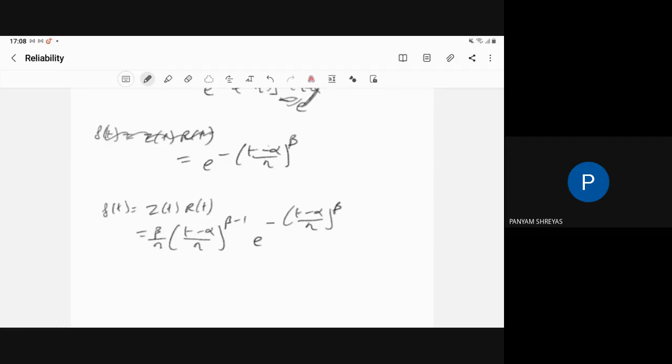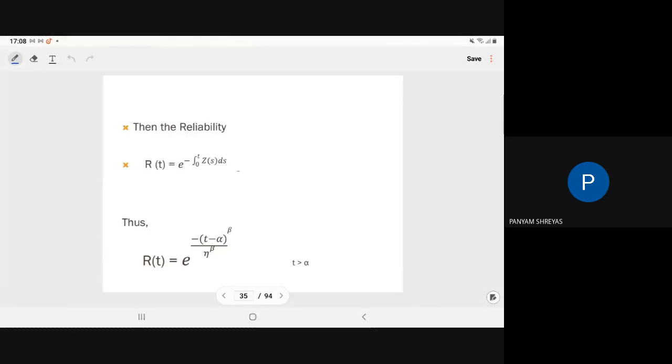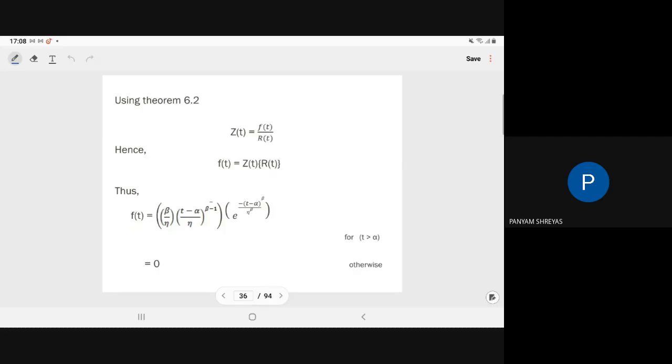So here we have R(t) equal to the integral from 0 to t of z(s) ds. So here R(t) will come e to power minus (t minus alpha) upon eta to the whole power beta for t greater than alpha, and z(t) is equal to this, so f(t) is equal to z(t) into R(t). So here directly we can write, and this is the pdf for the Weibull distribution.